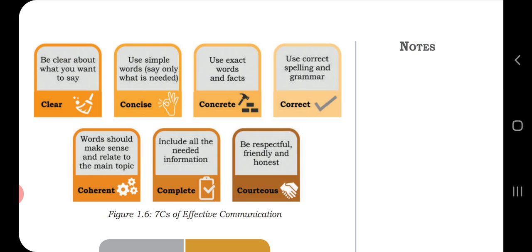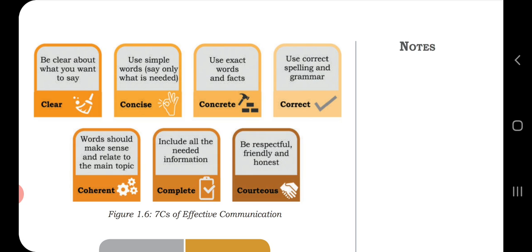Second is concise. Use simple words. Say only what is needed. Concise means precise, means in short. You should not be using lengthy sentences and big words. You should be very concise. Use simple words. Say only what is needed. Avoid any unnecessary talk.